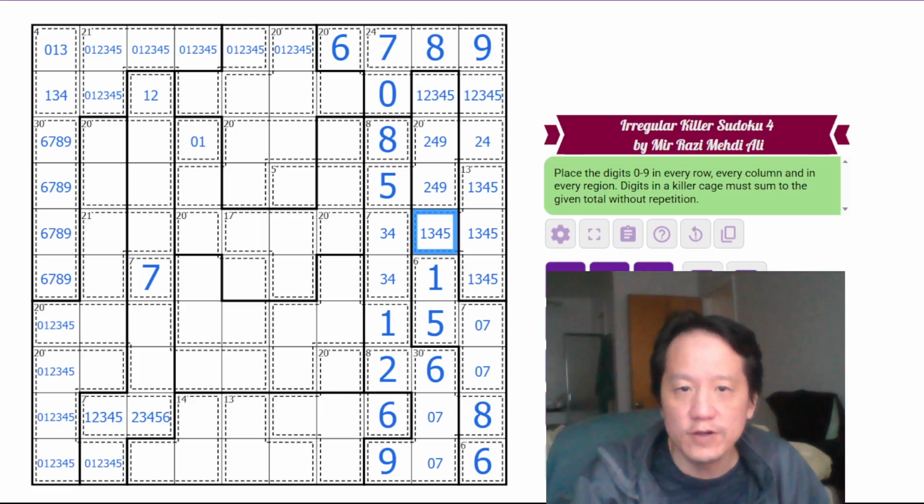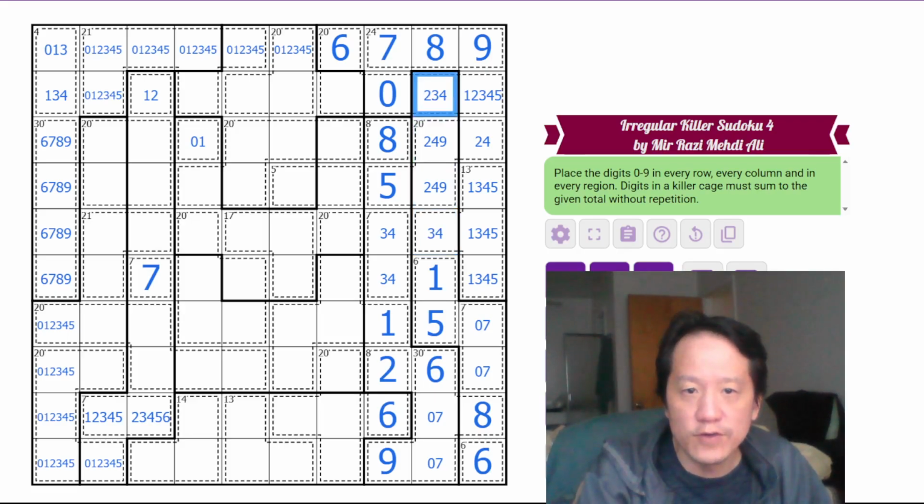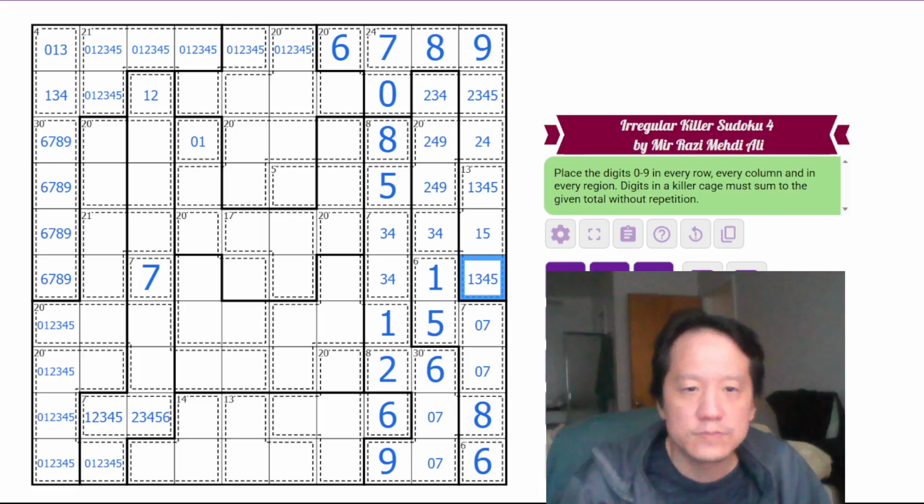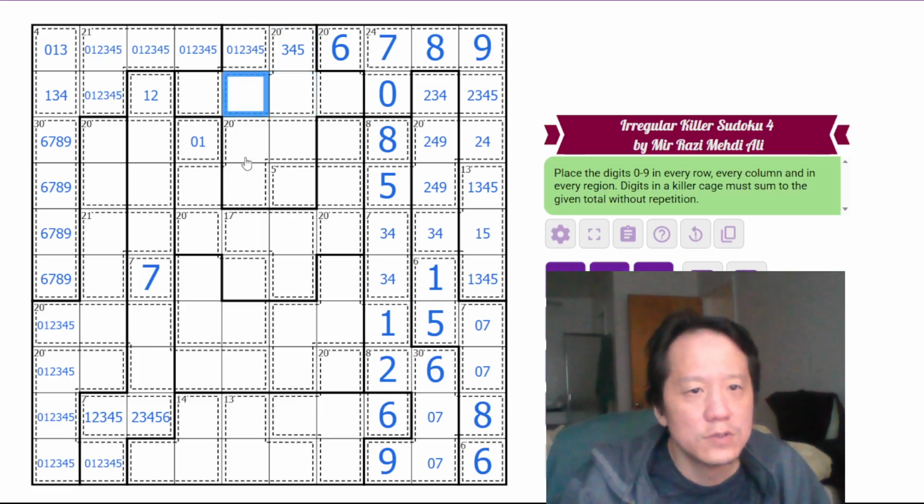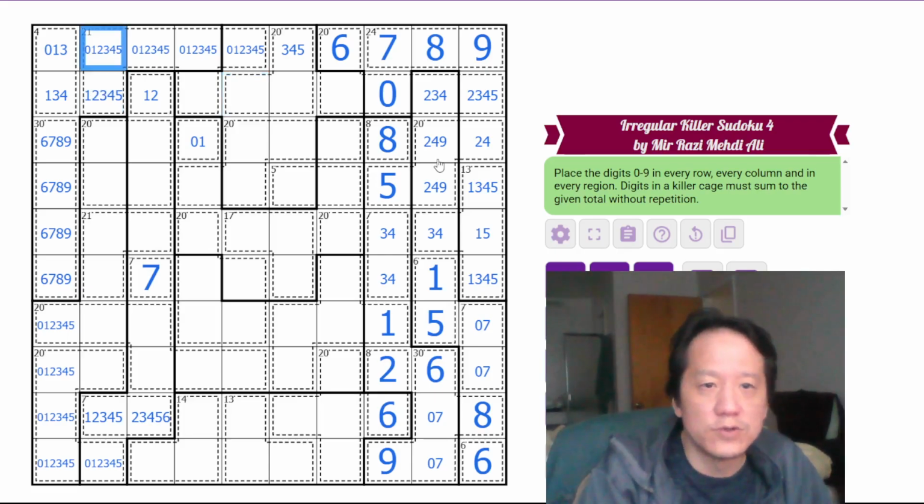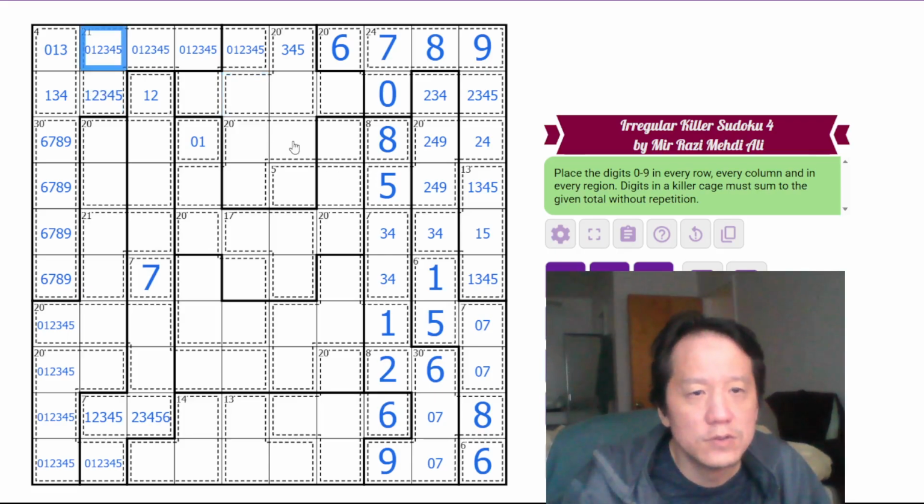This can't be 1 or 5 here. This can't be 1 or 5 here. So this is still the same. This can't be a 3, 4 pair. One of these must be 1. This can't be 1. Okay, so this is all similar. This can't be 0, 1, 2. This can't be 0. So this must contain 2 here.